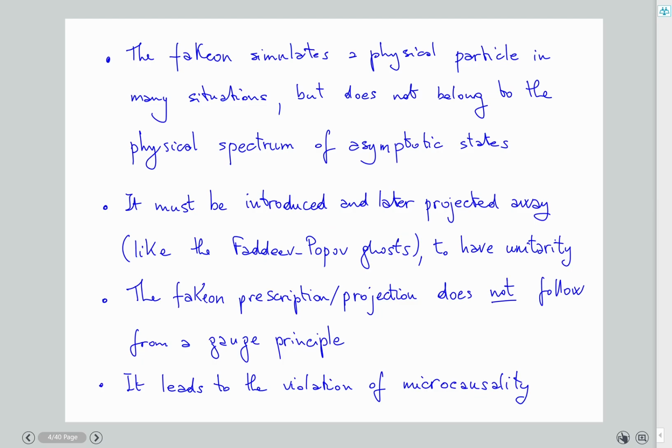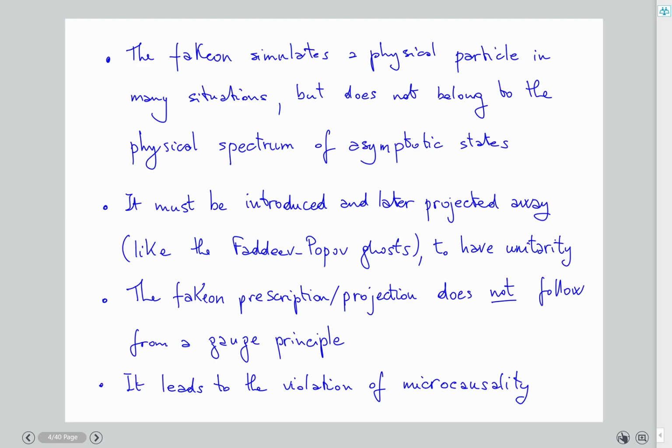So may I ask, so fake particles, they carry energy? Yeah. So they are purely virtual quanta. But they can annihilate and become real particles? No. They can produce real particles, but they cannot become themselves real particles.